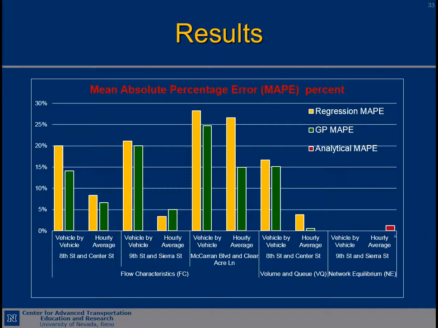The results show that hourly average error for almost all methods is less than 15%. That is acceptable, and in many intersections you can see it is even less than 10%. In this intersection it is a little bit high because at McCarran Boulevard and Collier Acre Lane the turning radius is 100. That shows when turning radius increases, the significance of headways decreases.